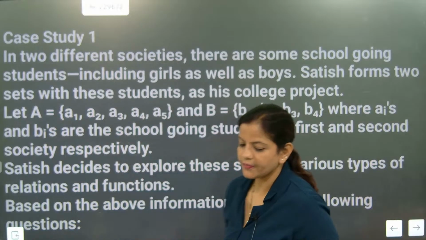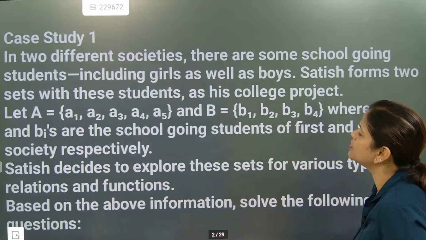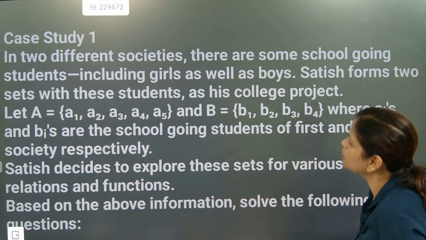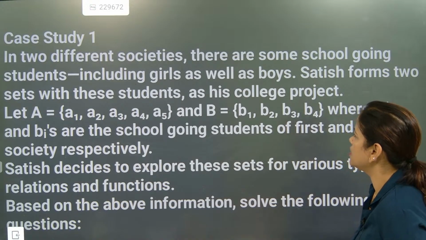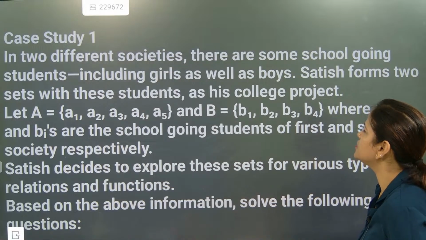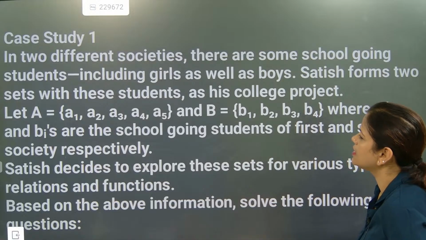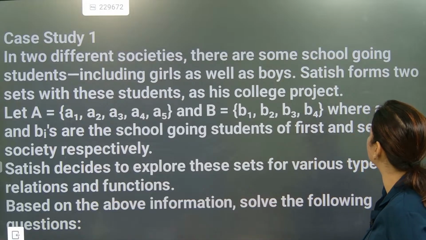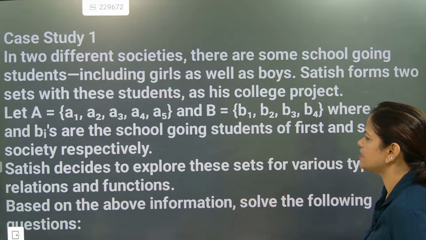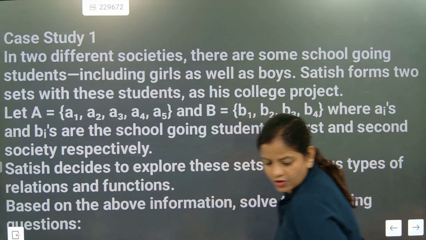Fine. Okay. Now look here. See the question. In two different societies, there are some schools giving students, including girls as well as boys, some school going students, including girls as well as boys. These form two sets. Let A be equal to this and B equal to this, where A and B are the school going students of the first and second society respectively. So A belongs to one society and B belongs to another society.